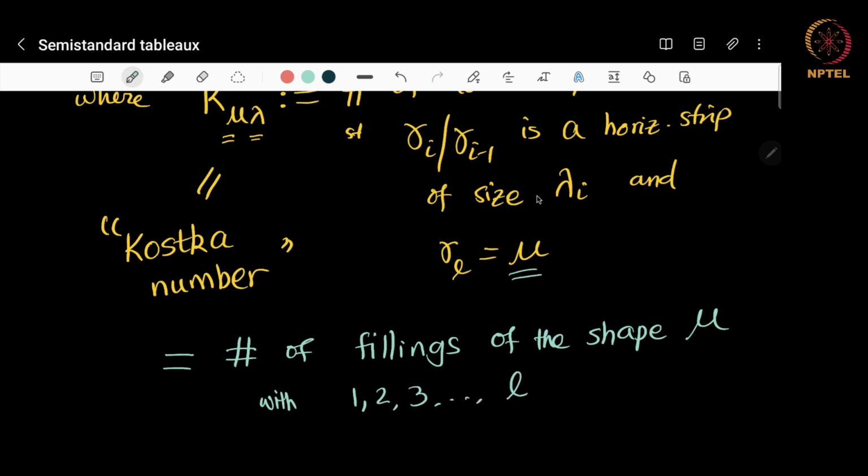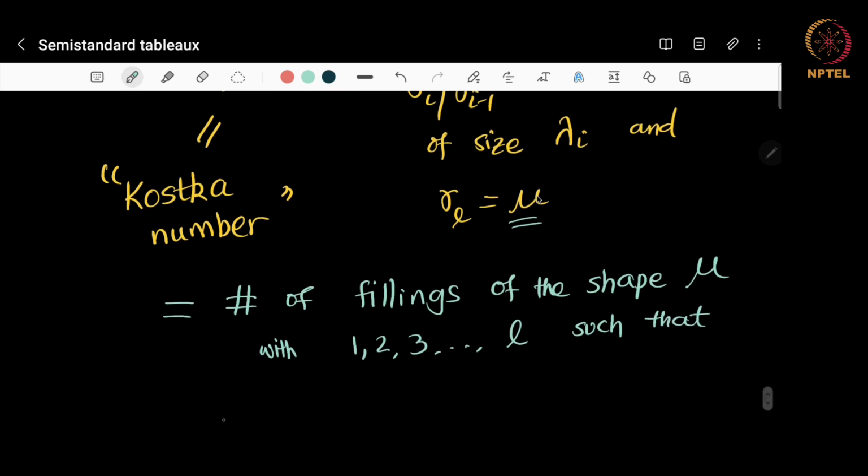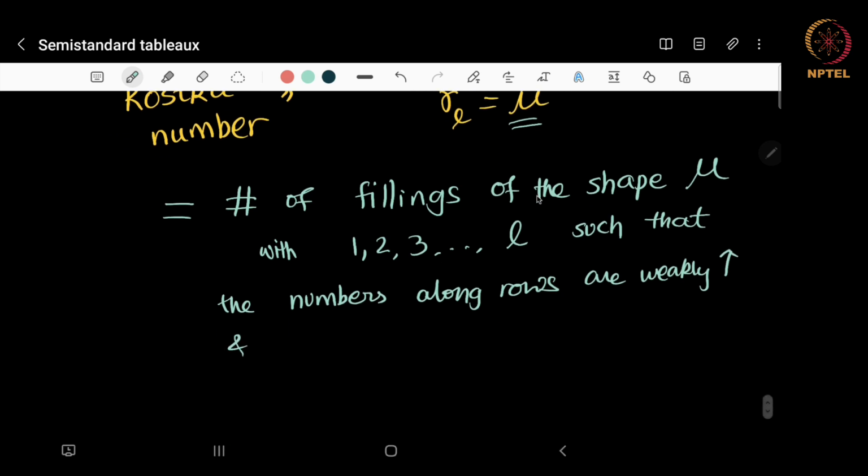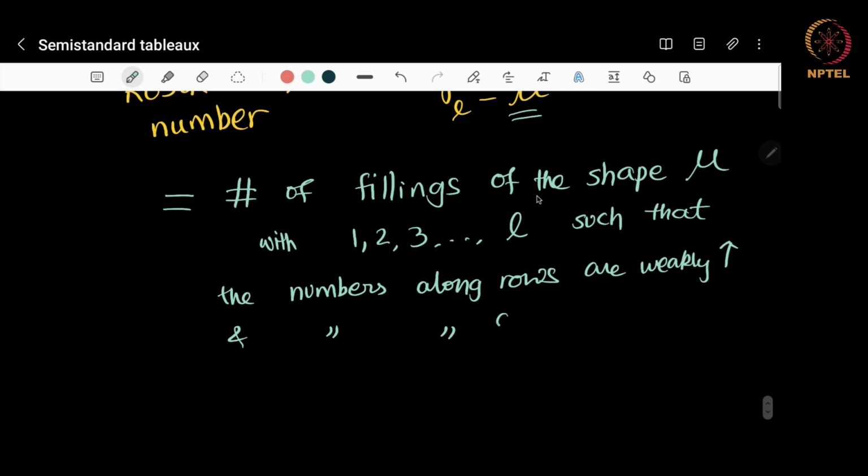If you observe, what's the very last one? It's lambda 1, lambda 2, up to lambda L. That L is going to be the very last number I fill. So the number of fillings with the numbers 1 to L such that the following conditions hold. After you fill it, the numbers along the rows are weakly increasing and the numbers along the columns are strictly increasing.